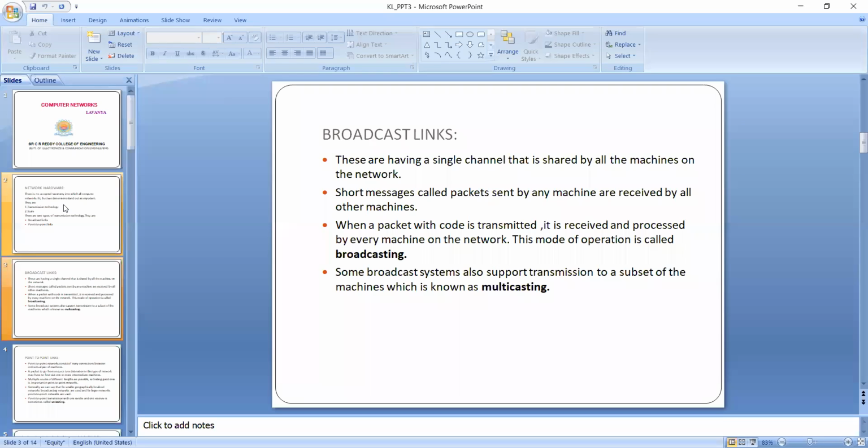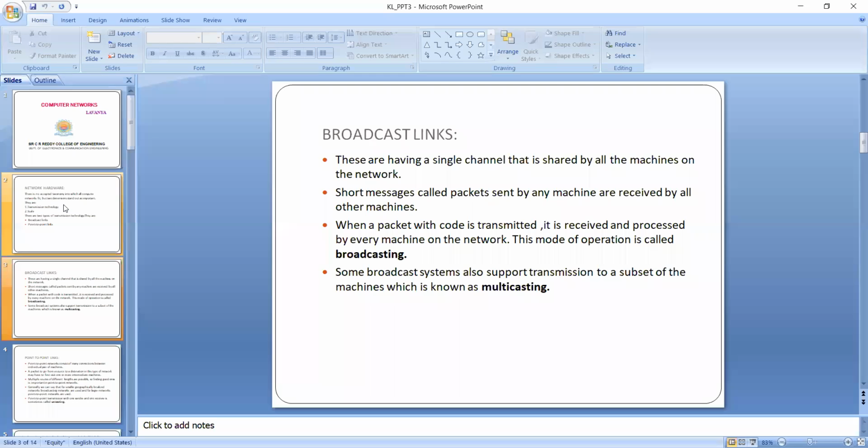Okay, broadcasting means if a broadcasting network sends a packet with an address field with a specific code, and the remaining machines process that code, this process is known as broadcasting. So this is all about broadcasting links.